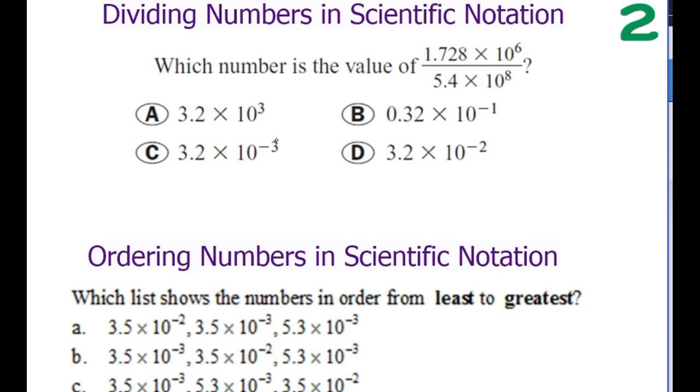Alright, so the next one, we are looking for the value of 1.728 times 10 to the 6th over 5.4 times 10 to the 8th. So what we're going to do is subtract our exponents. So 6 minus 8 gives us negative 2. So we need to look and see if we have any of our exponents as negative 2. Not here, we have 3, not here, we have negative 3, not here, we have negative 1, but this last one we have a negative 2. So we know that this has to be our answer.